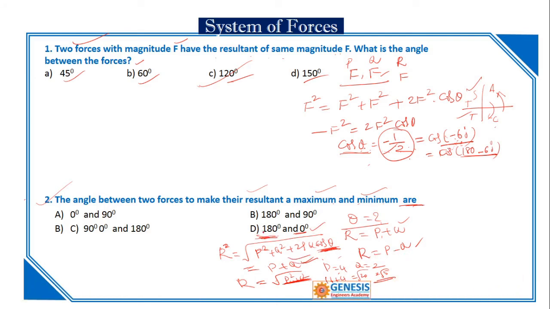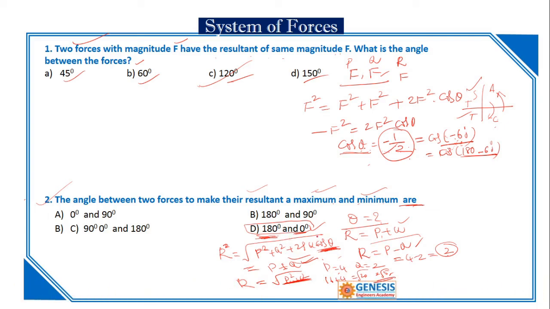So these are the values. R is equal to how much? 4 minus 2 is equal to 2. So 2 is lesser than this one. So this may be the minimum value and 6 may be the maximum value. So this is the option we have to choose. So the maximum is P plus Q and the minimum is P minus Q or Q minus P, whatever it is.